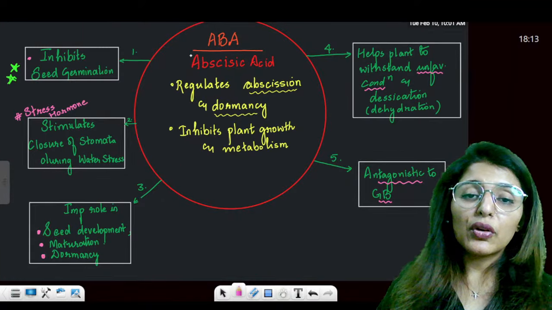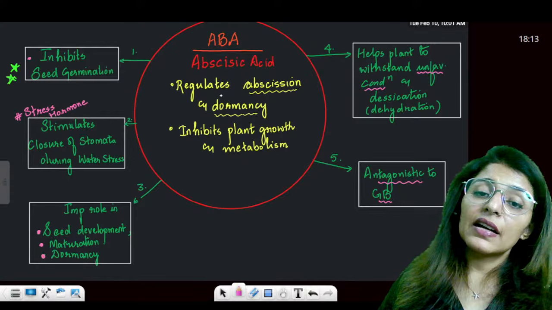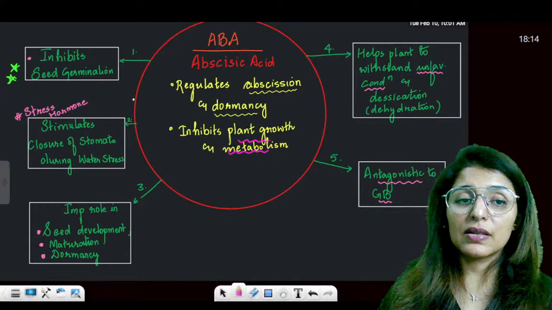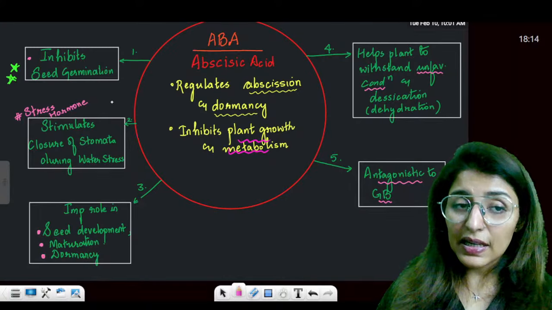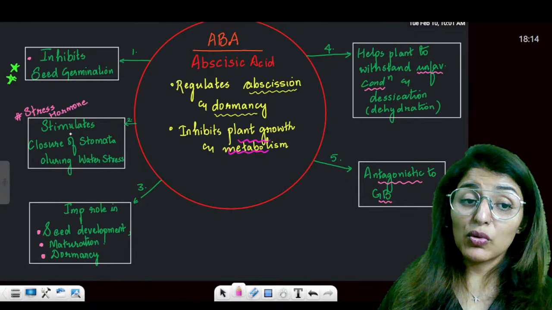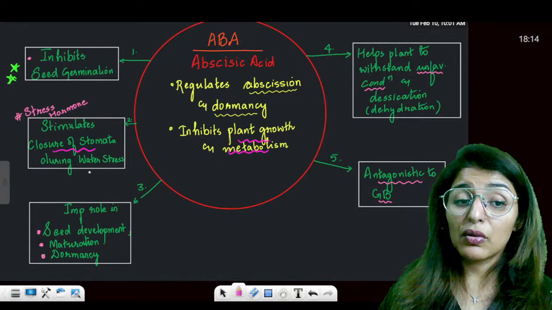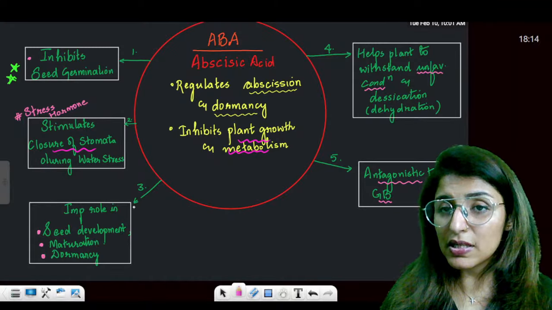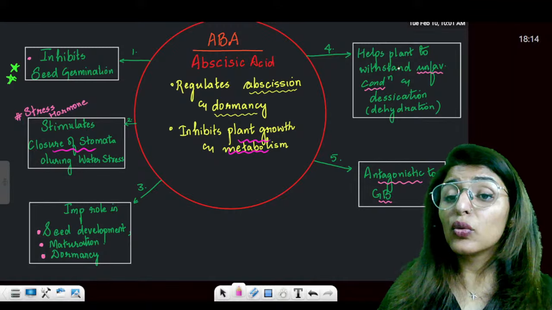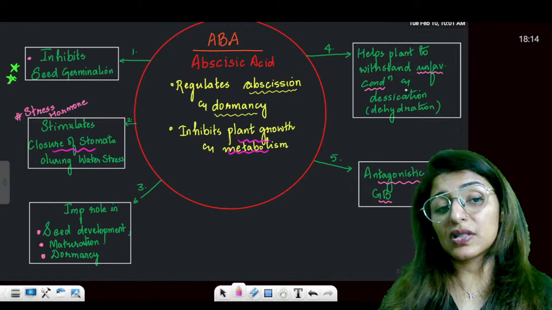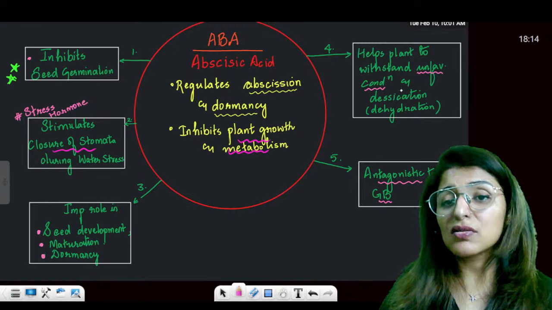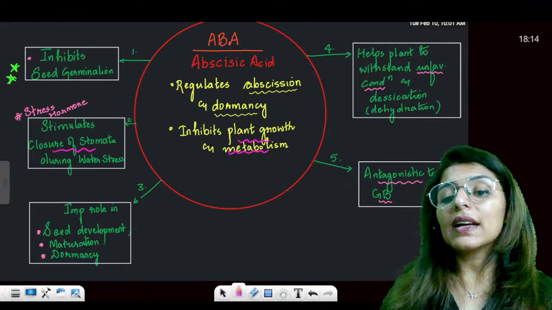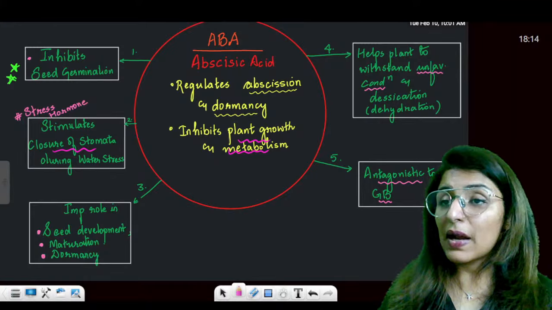Then coming on to the fourth, that is ABA or abscisic acid. It regulates abscission and dormancy and inhibits plant growth and metabolism. First, it inhibits seed germination. Known as the stress hormone, it stimulates the closure of stomata during water stress. It has an important role in seed development, maturation and dormancy. It helps to withstand unfavorable conditions. That's how it is also known as the stress hormone. So it prevents dehydration. Is that clear? And it is antagonistic to gibberellic acid.